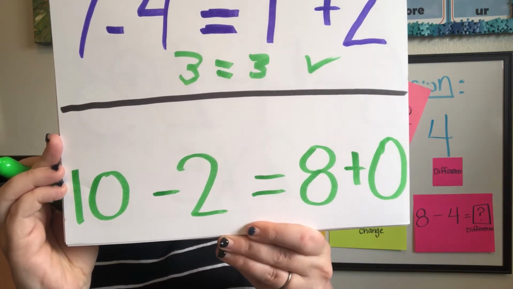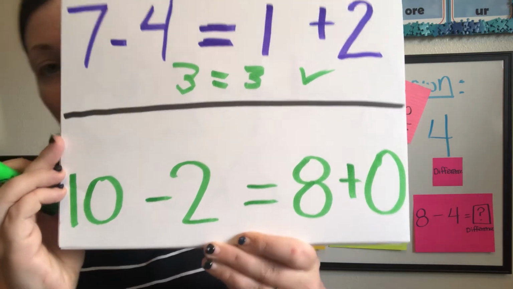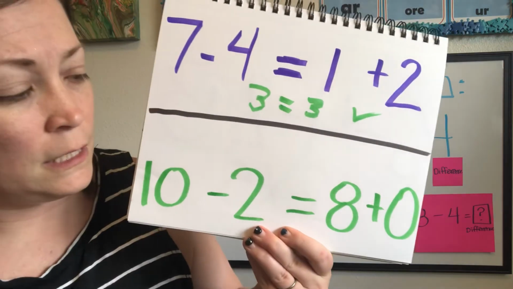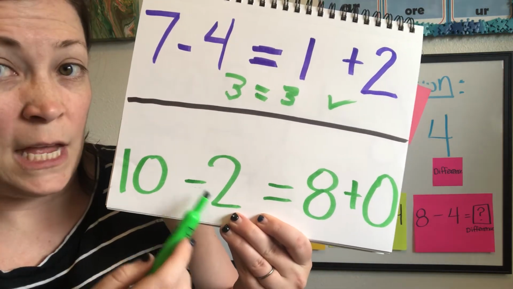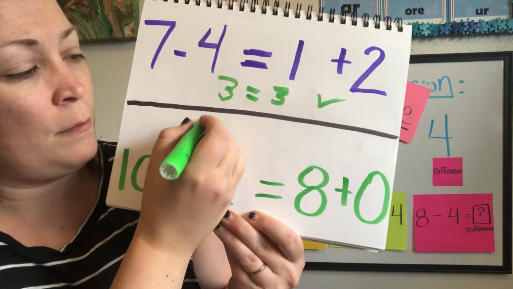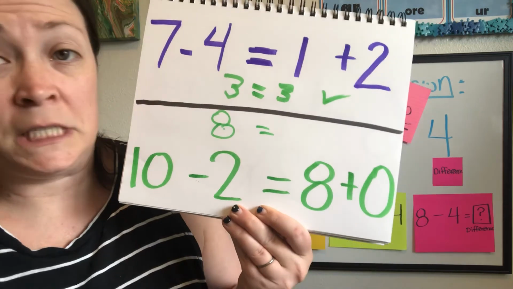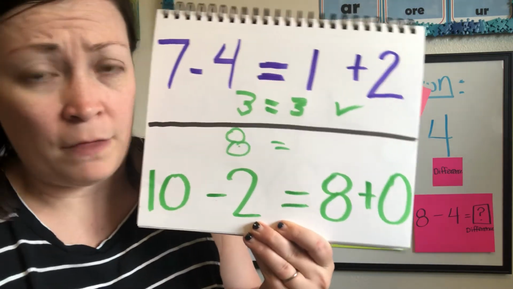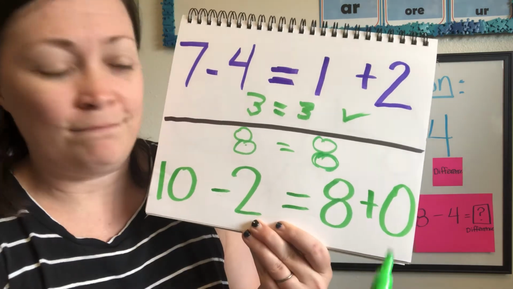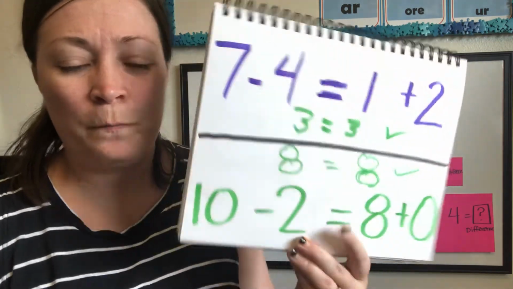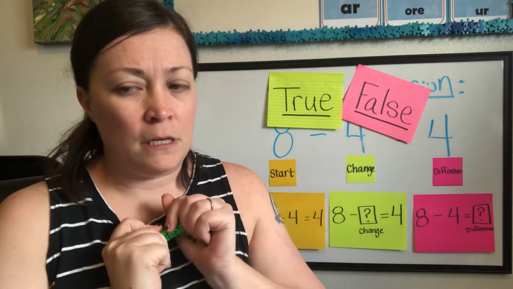Pause the video if you need more time. So let's look at this. If I hold up 10 fingers and then I take away 2 fingers, I end up with 8 fingers. We know that 0 is nothing. It's nothing. We know that. So we just have 8 on this side too. Does 8 equal 8? True, true, true. Nice job.